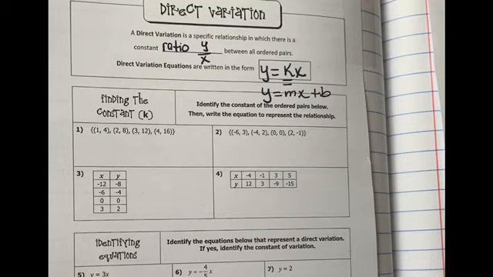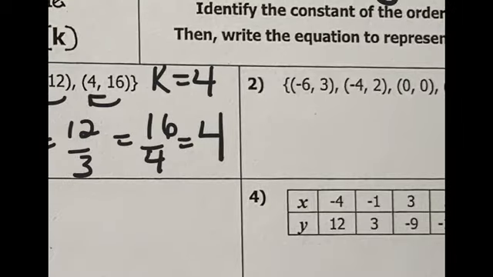So looking at number 1, in order to find the constant, we divide the y by x. In doing so, we have 4 divided by 1 equals 8 divided by 2, which is equal to 12 divided by 3, which is equal to 16 divided by 4. Simplifying, we get the constant to be 4, which we can rewrite as k equals 4. And we can write the equation as y equals 4x.